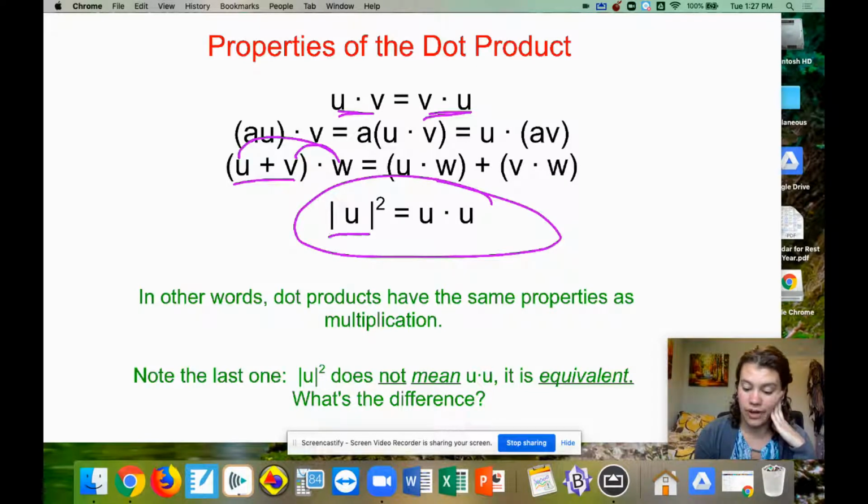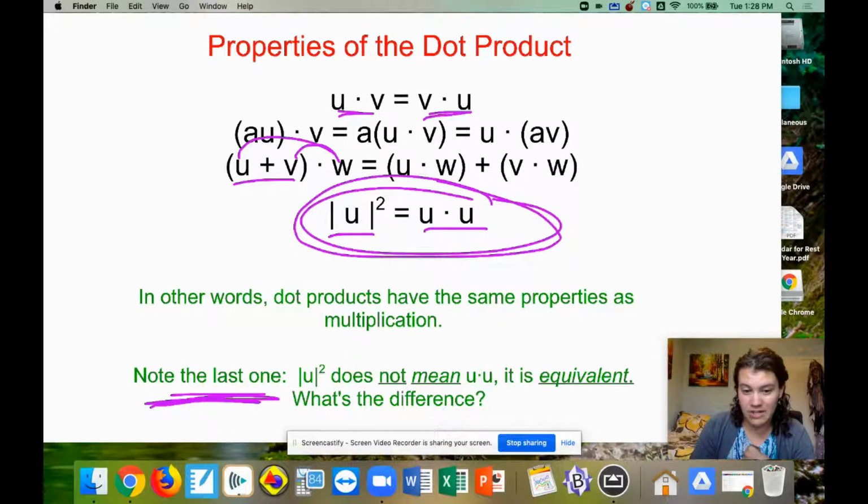So the magnitude squared is going to end up being the same as the dot product. So what that actually means here, magnitude squared is not the same as the dot product, so it's not like the same concepts. They're equivalent. So equivalent means that they're equal, like they give you the same number, but they're not the same thing, if that makes sense.